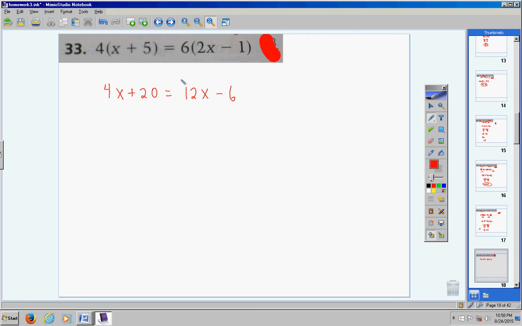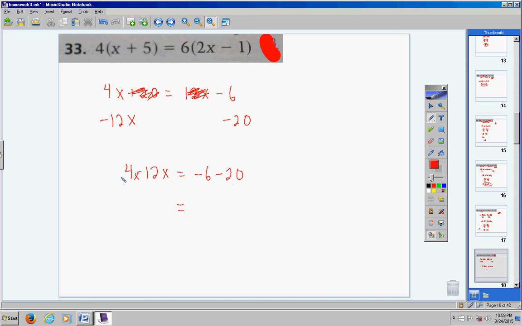Step 2, eliminate fractions and decimals. There are none. Step 3, let's move our terms around. Let's bring our 4x over. We'll do it backwards, the other way. Bring your 12x over and make it a negative 12x. Bring your positive 20 over and make it a negative 20. So we have 4x minus 12x equals negative 6 minus 20.